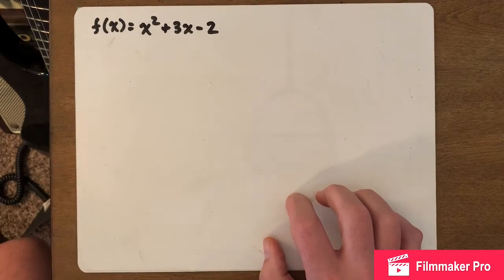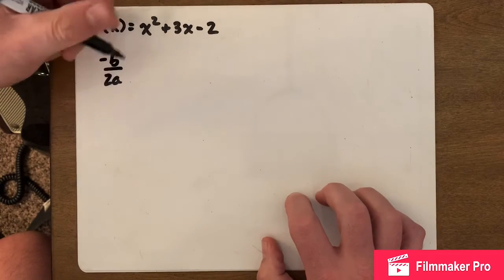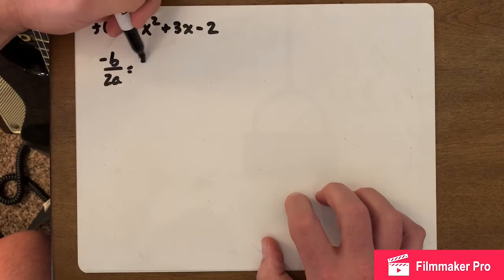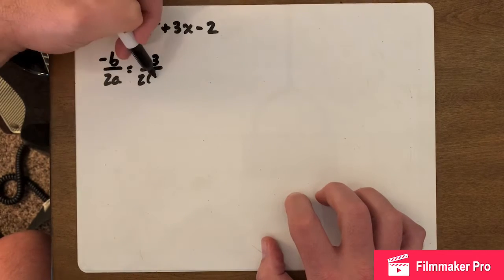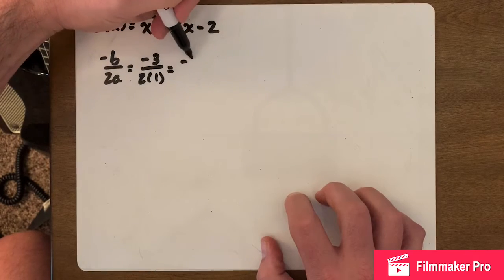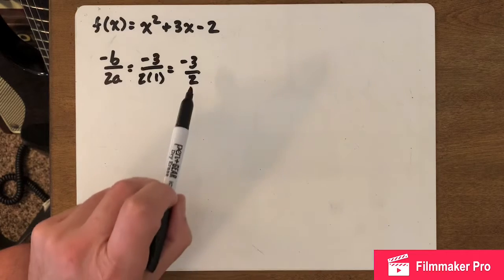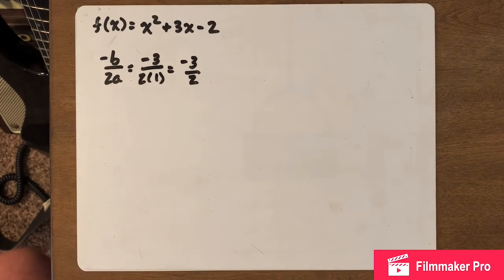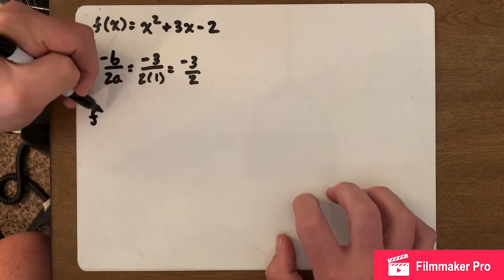Now we have negative b over 2a, which is the opposite of 3 over 2 times 1, equals negative 3 halves. That's going to make some people uneasy because they see a fraction. Don't turn that into a decimal, not right now anyways. Just leave it. We can work with fractions, no problem. Let's see how this is going to work. We want now f of negative 3 halves.